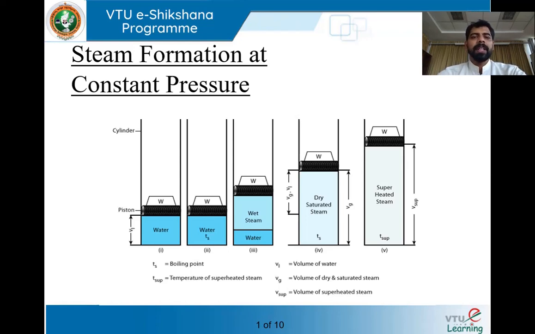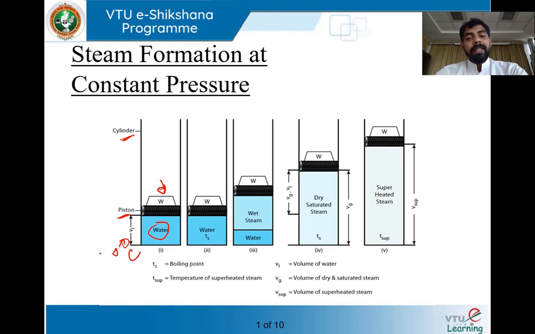So here we will be discussing the formation of steam at constant pressure. This formation of steam at constant pressure can be illustrated as shown in this sketch. Consider a cylinder fitted with a frictionless movable piston over which we will be placing a dead weight W. And in this cylinder, we have taken water at 0 degree centigrade.